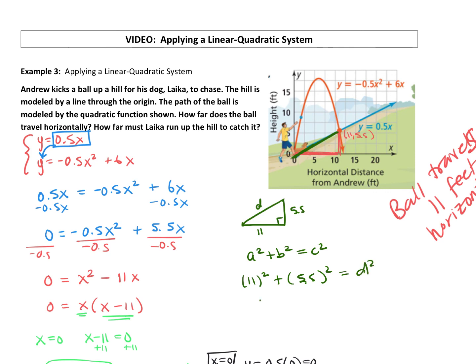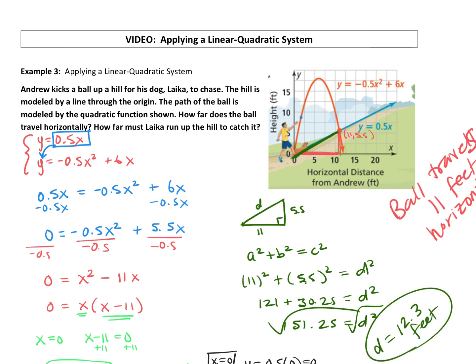We'll go ahead and square those. 11 squared is 121 plus 5.5 squared is 30.25. Let's go ahead and add those together. That's going to give us 151.25. And then we're going to square root both sides. Now, when you're square rooting to solve, you do get two answers. But because we're talking distance measurement, the negative answer won't make sense. So I just want the positive answer, which is, rounding to the nearest tenth, 12.3 feet. So going up the hill to where the ball lands, that's 12.3 feet. That's how far Leica has to run up the hill to catch it.